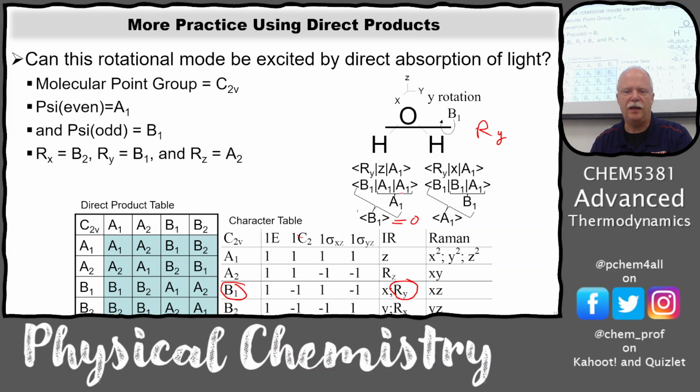Okay, here's X polarized light. It has the symmetry of B1. And so A1 times B1 is B1, and then B1 times itself is A1. So that one's not equal to 0. And so that's allowed. So that's great. We have X polarized light can cause that rotational transition.